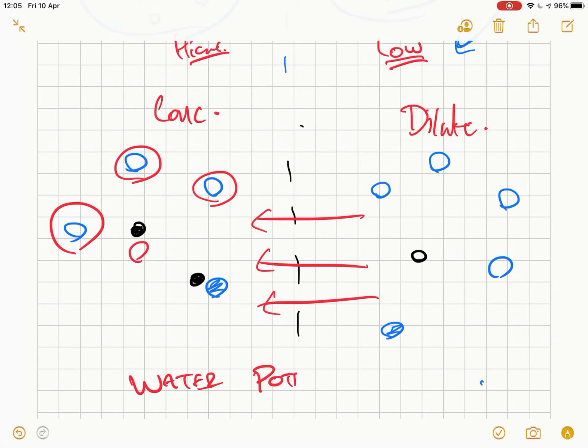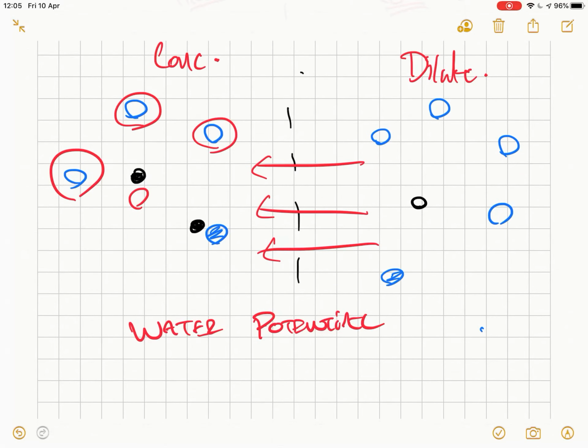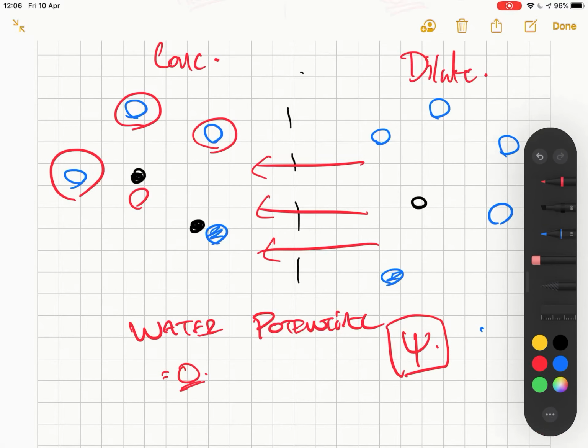You might also hear about a term called water potential. Now, water potential is just the ability of water to move across from one side to another. So the water potential, which you'll see represented as this symbol here, is how concentrated the solution is. The lower the potential, the more likely it is that water is going to move to it. The highest a water potential can ever be is 0, and that means a complete lack of solute, pure water.